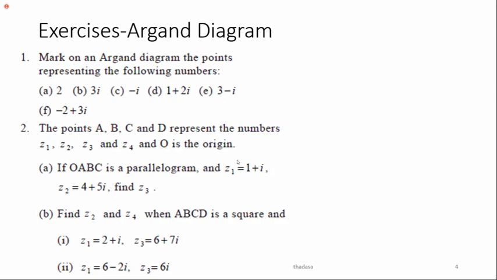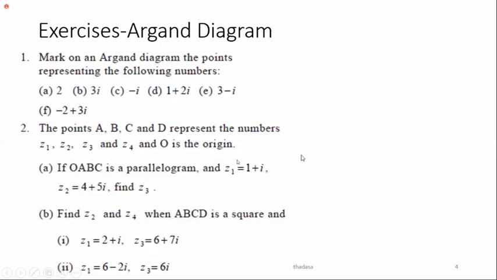Mark on the Argand diagram the points representing the following numbers. You can do it very easily. These 2, 3, I minus 5. Just find out what is X, what is Y. Then you can put them. I'm not going to do the first one anyway. The second one I will do, second part A and B I will do, right?